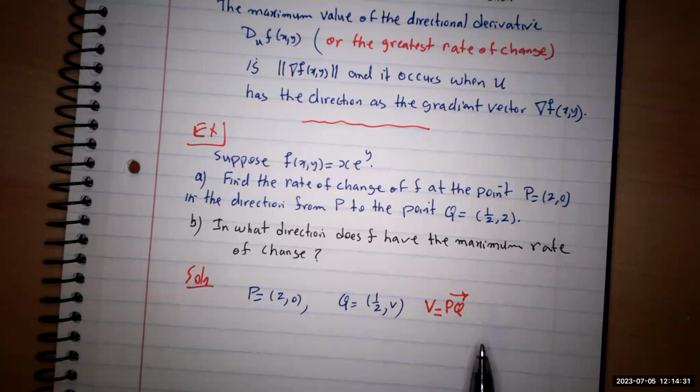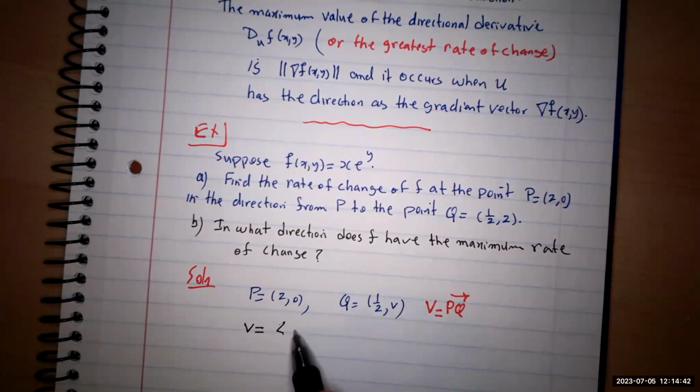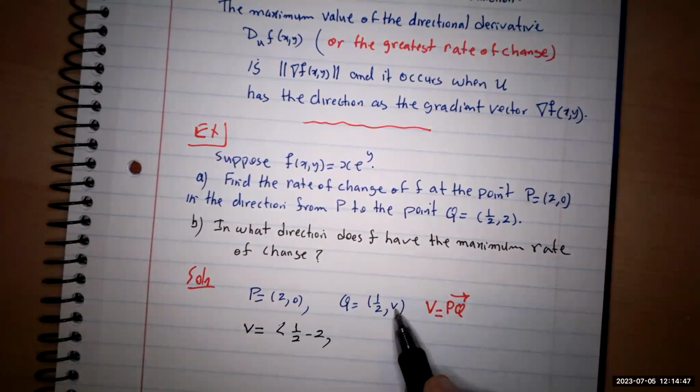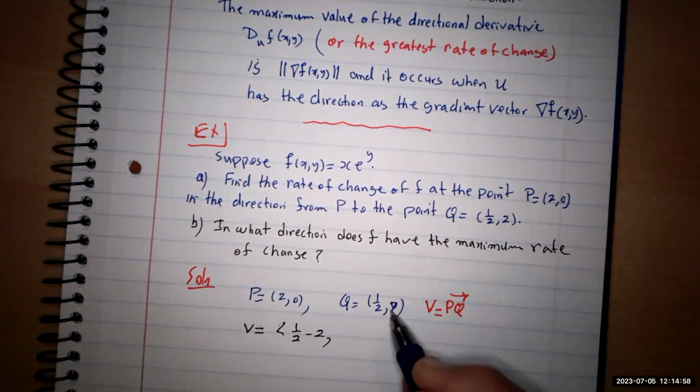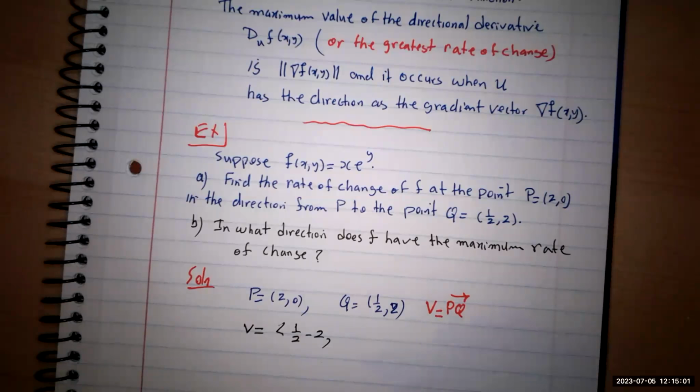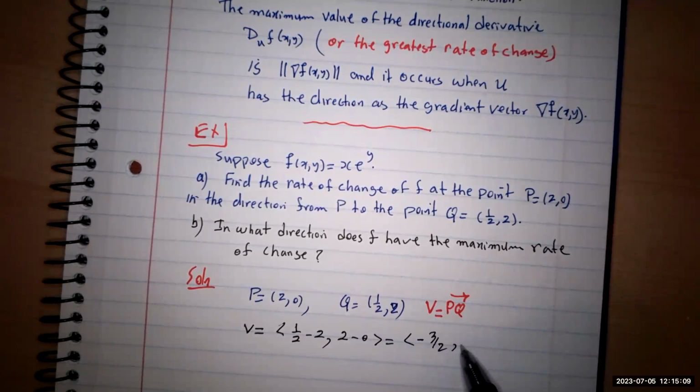You know that the points are given to you, and you want to find a vector. You have to find the coordinate form of the vector. So your vector is going to be from P to Q, so the difference. It's going to be 1/2 minus 2, and then, sorry, that's 1/2 and 2, 0. So 1/2 minus 2, and 2 minus 0. That gives me -3/2 and 2.